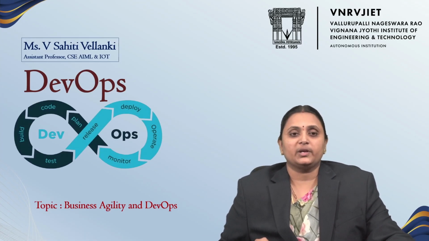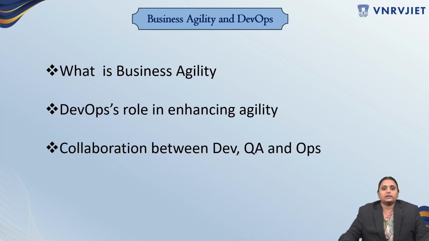Before I start my lecture series, what are the contents I am going to cover? Here I am going to cover the contents: what is business agility, DevOps role in enhancing business agility, and collaboration between the DevOps, quality assurance and operations teams.